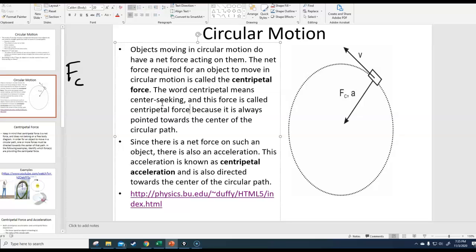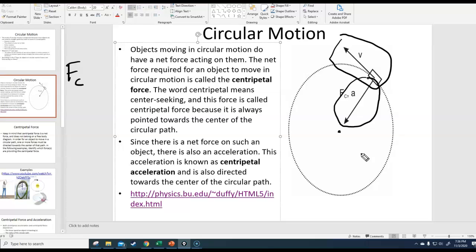The reason it has the name center-seeking force is because the direction of this force, which is required for an object to move in circular motion, is always towards the center of the circle. Here on the right side, you see a picture where an object is moving around in a circle. It's going counterclockwise, and you can see an arrow showing the velocity of the object right here. You can also see an arrow representing the direction of the centripetal force pointing towards the center of the circle, which would be over here somewhere. So objects in circular motion always have a centripetal force, and that is always directed towards the center of the circle.